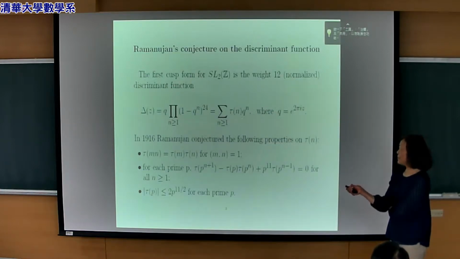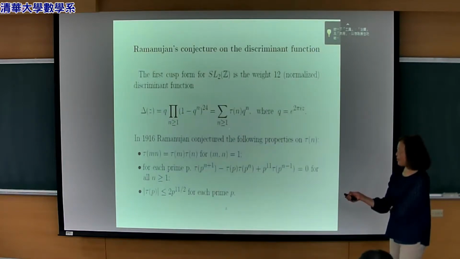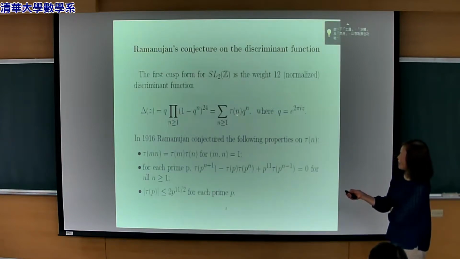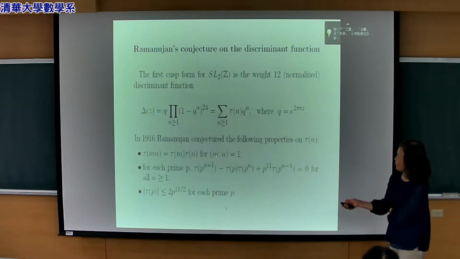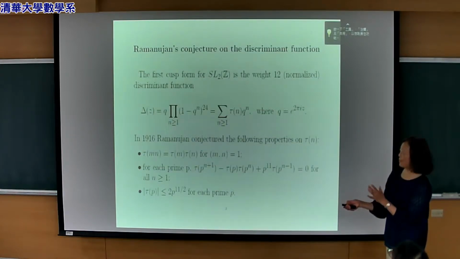Ramanujan computed these Fourier coefficients for about 30 of them, and from this data he made the following amazing conjecture about these Fourier coefficients. He did this in 1916. The first property is that tau is multiplicative. That means that if the indices m and n are coprime, then tau of mn equals tau of m times tau of n. The first property tells us that to know all the Fourier coefficients, it suffices to know them for all the prime powers.